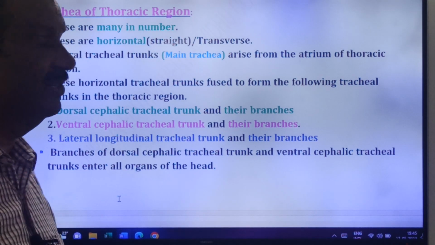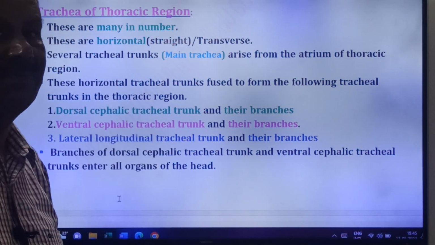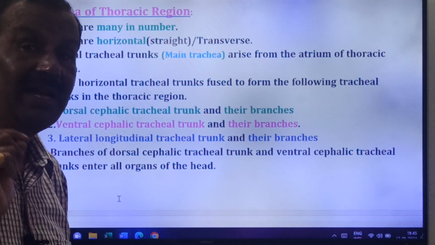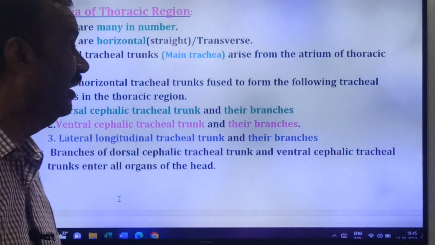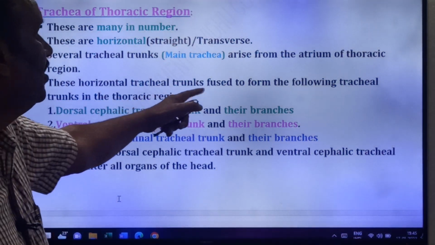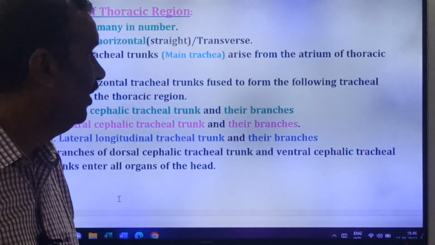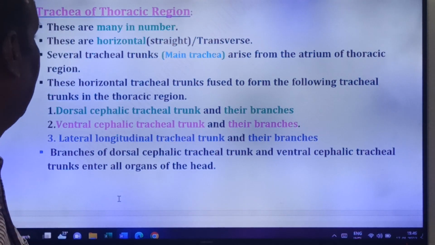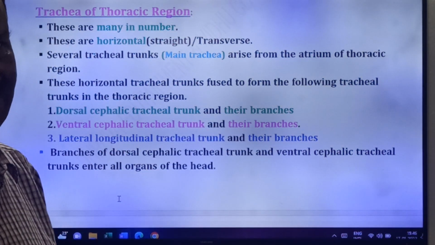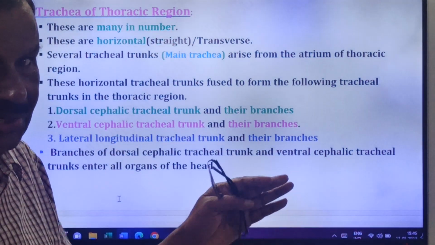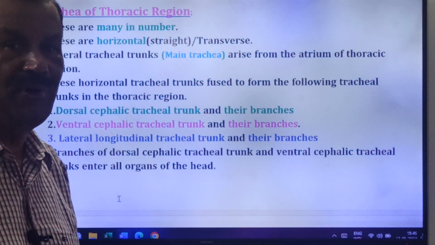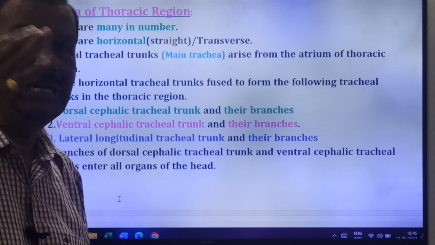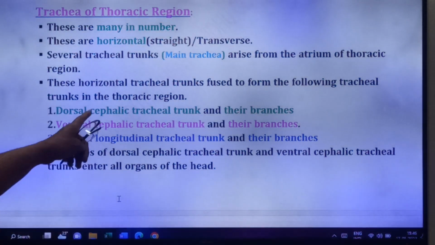Many tracheal trunks arise from the atrium of the thoracic region. That is very important, friends. These horizontal tracheal trunks fuse to form the following tracheal trunks. How many horizontal trunks are there, friends? Many. They fuse to form 3 types of tracheal trunks. What are they? We'll see, friends.